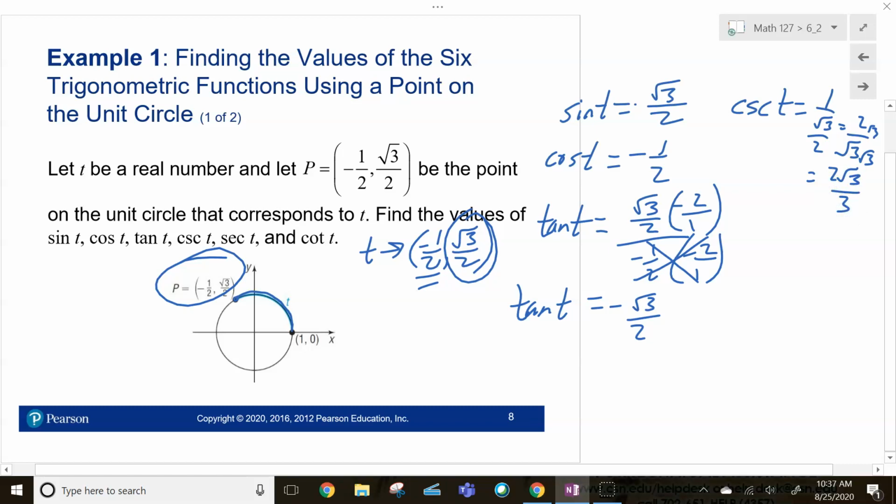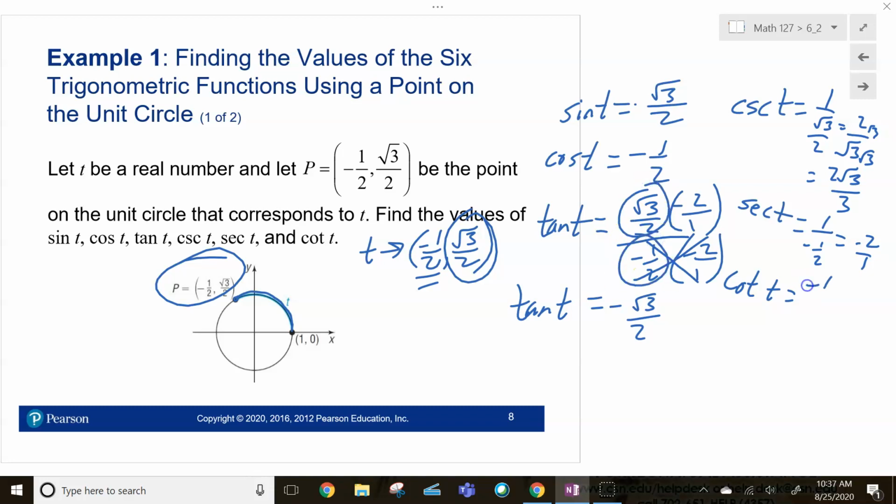The reciprocal of the cosine is the secant. So the secant of t, instead of -1/2, it's 1 over -1/2, in other words, -2 over 1, -2. The reciprocal of the tangent is the cotangent. So instead of negative root 3 over 2, instead of y over x, it's x over y, cosine over sine.